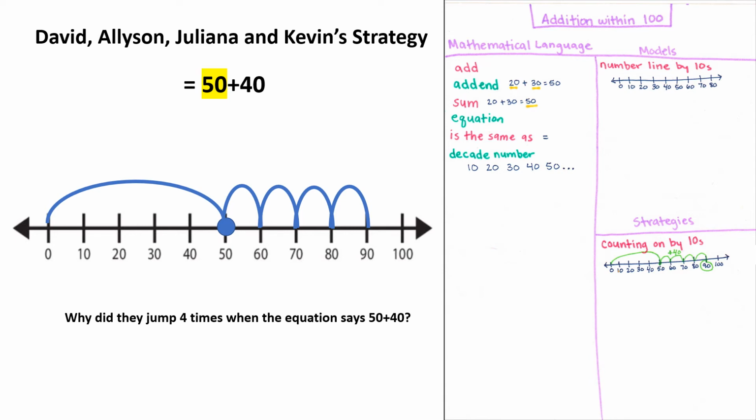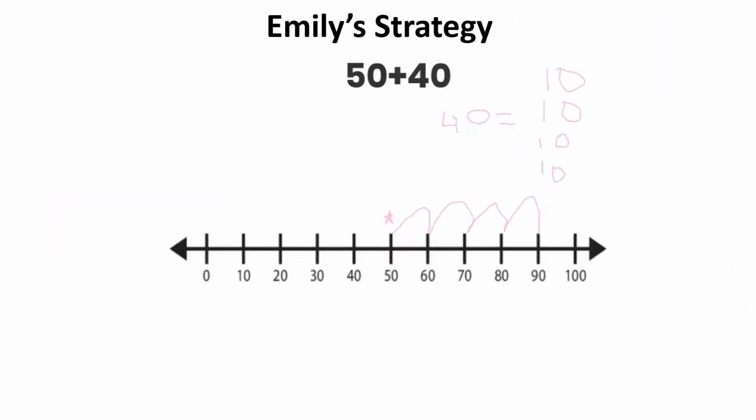Why did they jump 4 times when the equation says 50 plus 40? Let's hear from Emily and see if she can help explain why they jumped 4 times. 50 plus 40 is 90. I knew because I counted 4 more tens.